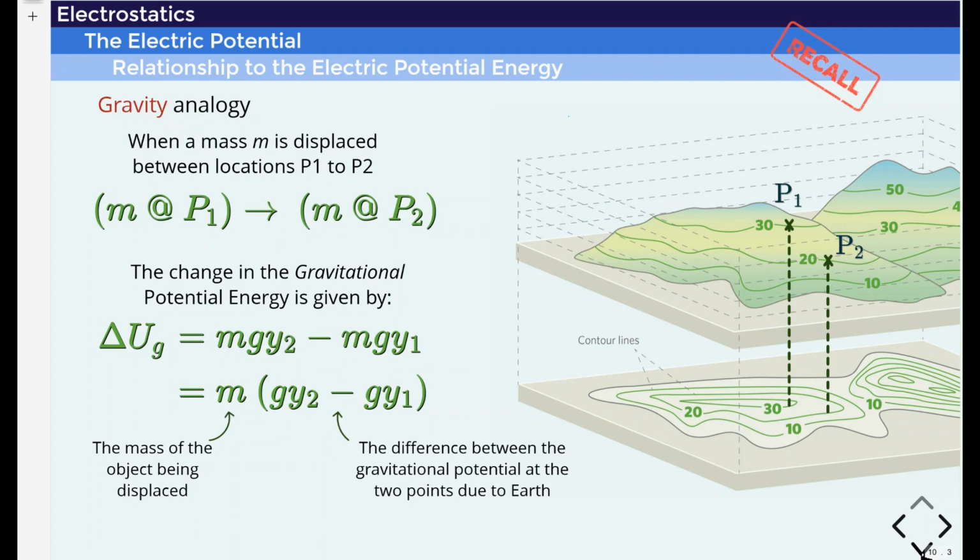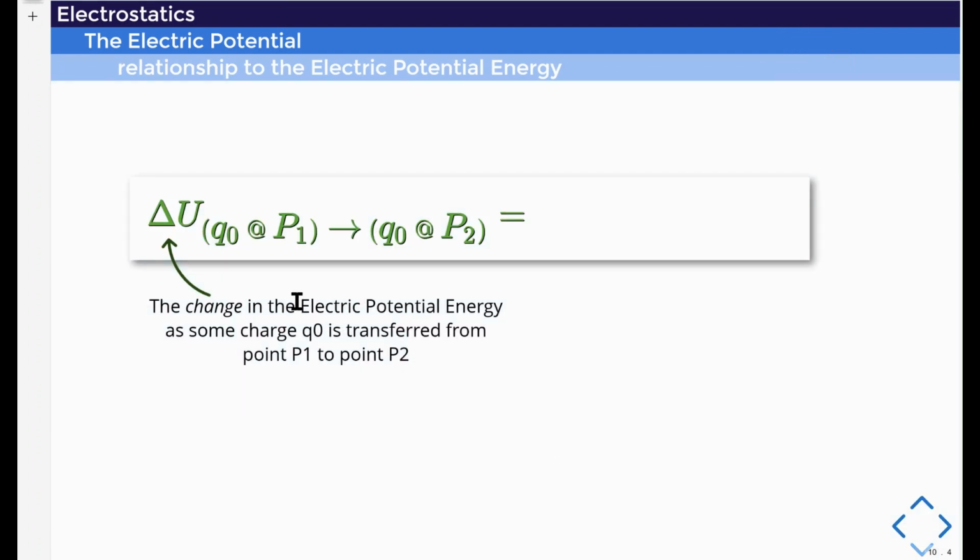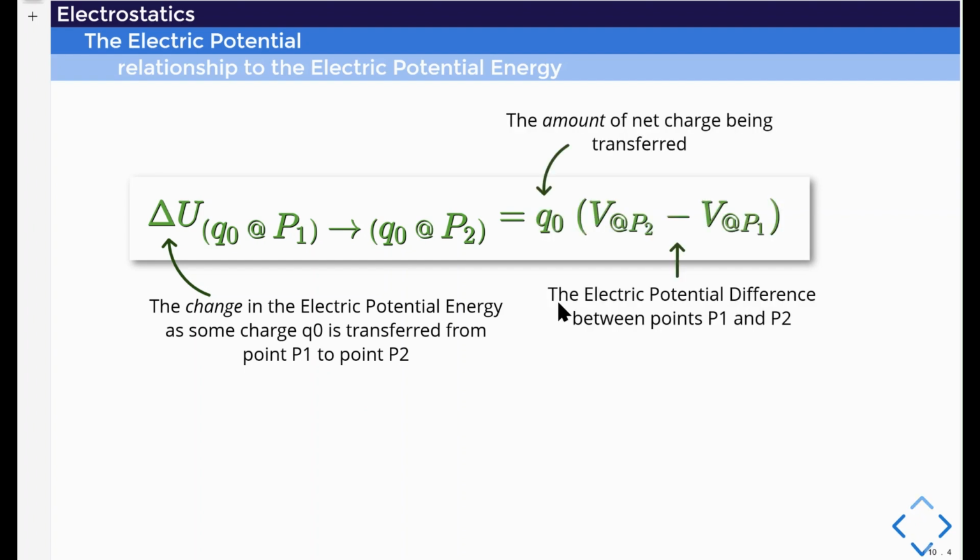So the analogy then is that if I want to move a charge between 2 points, I want to move a charge Q naught, let's say, it starts out at point P1, and I want to move it to point P2. The question is, what is the change in electric potential energy as this charge is transferred from point 1 to point 2? Then I can talk about the charge multiplied by the difference in potential, or the electric potential difference, or the voltage between points P1 and P2.